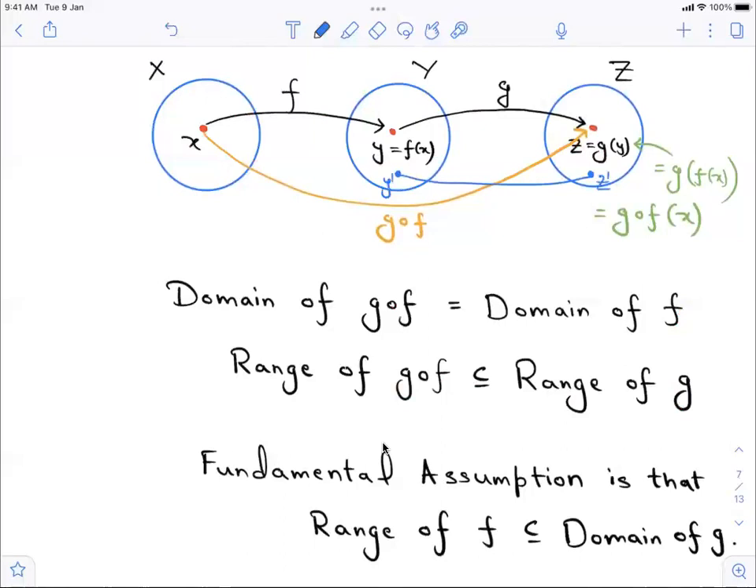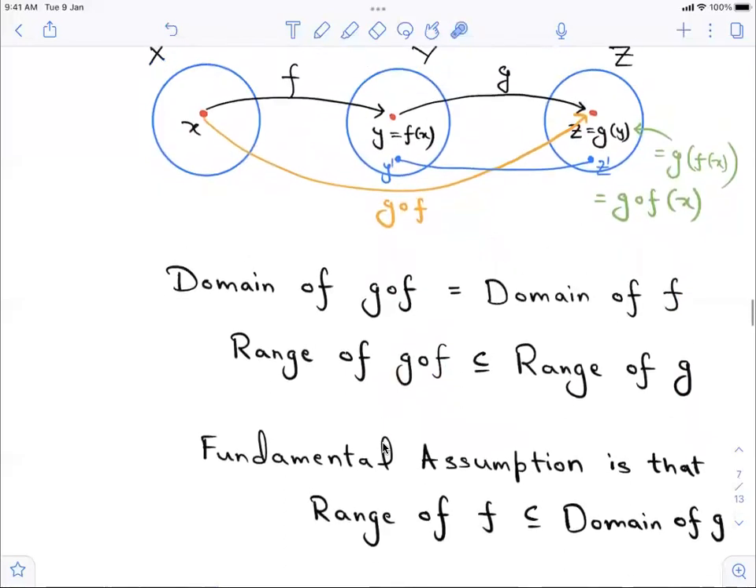So let me know if you have any questions. Once again, it's not necessary that every element of the range of g will be in the range of g of f because of this scenario.